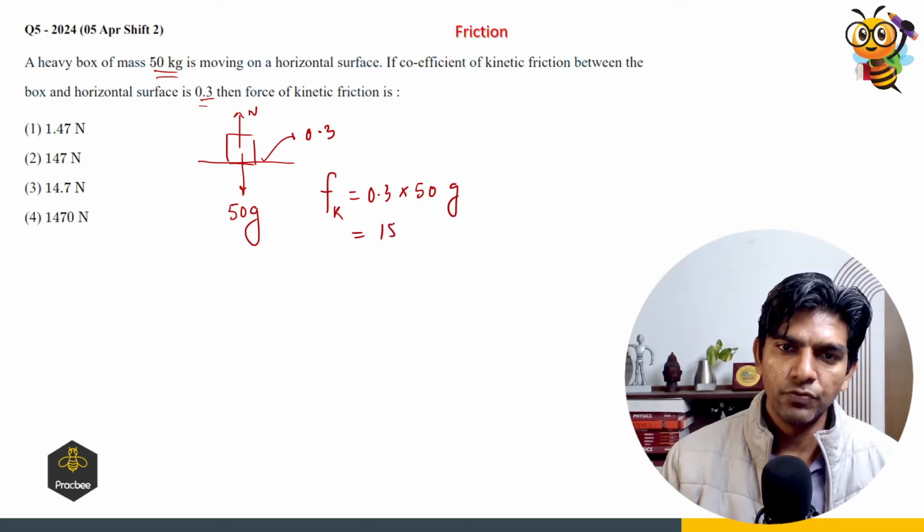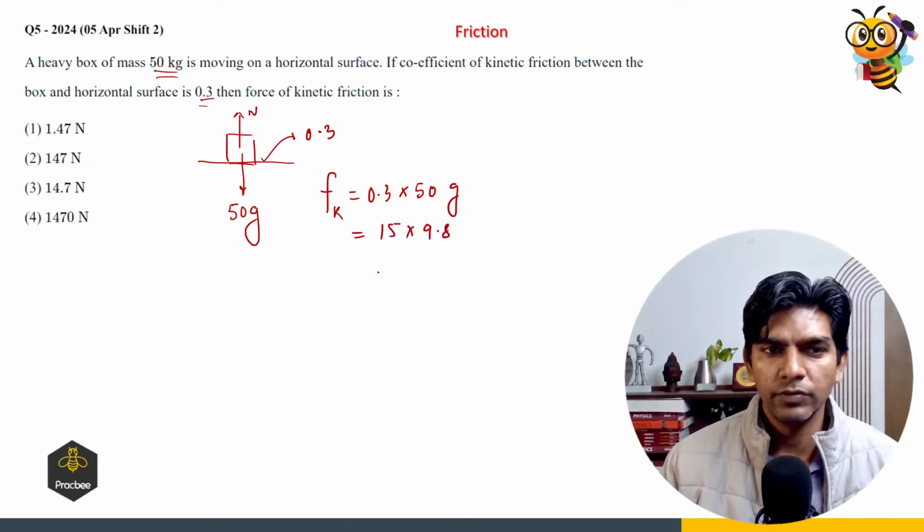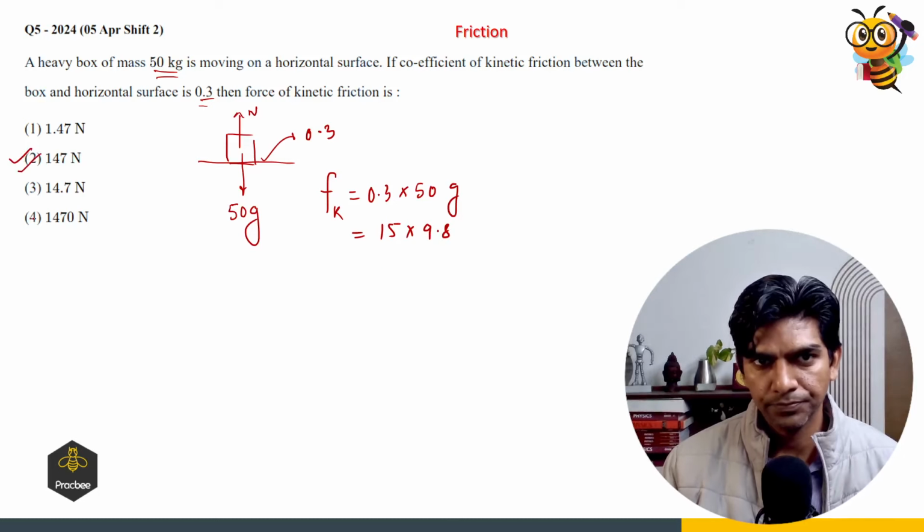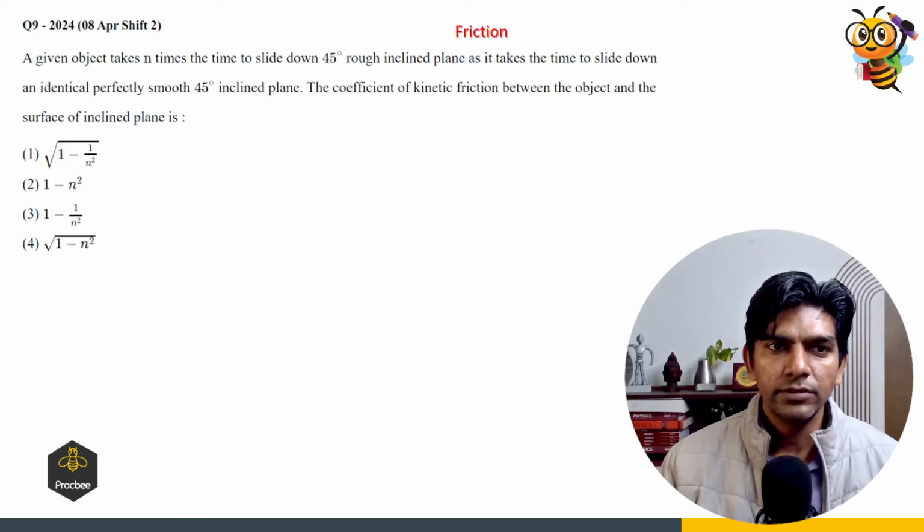Which comes out to be 15 times 9.8, which is close to 150. So if you look at the options, option 2 is the right answer. Right, so let us see this question.